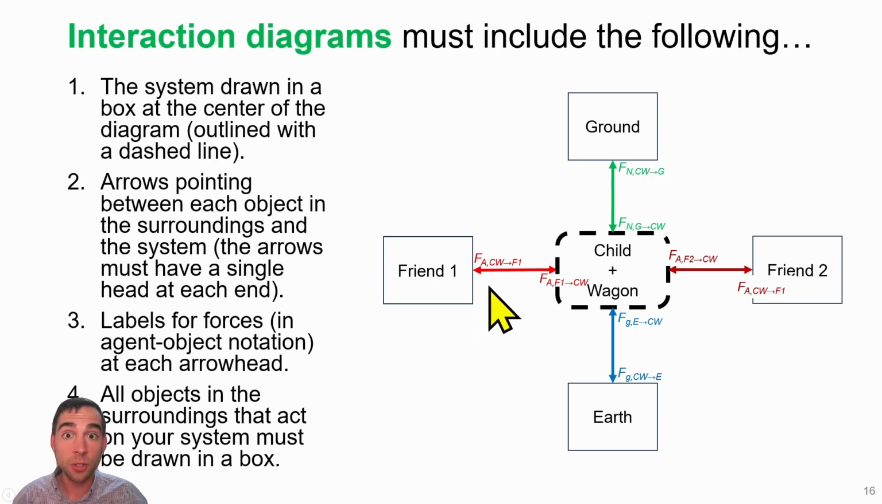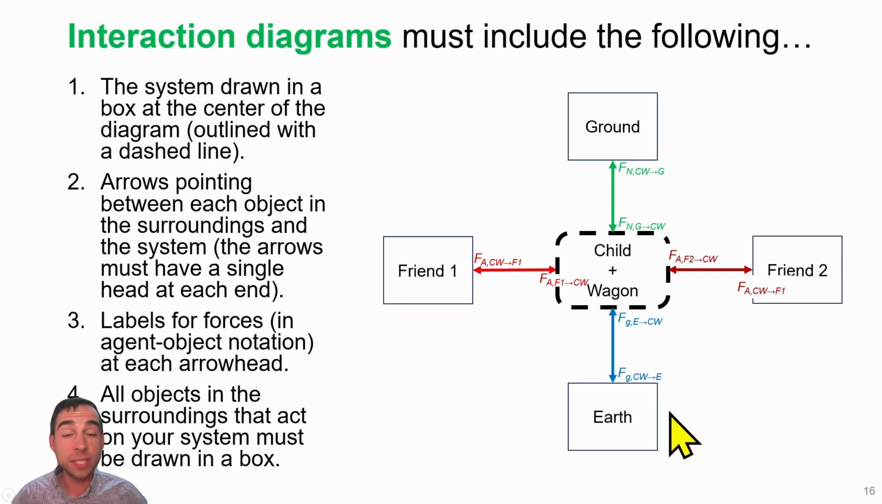The next step is to draw arrows between the surroundings and the system. And these arrows need to have a head on each end, indicating that for every action force exerted on the system, the system also exerts a reaction force that is equal and opposite onto the surroundings. These arrows represent the different forces that are acting between these objects. The last step is labeling each end of the arrow with the specific force that is acting in agent-object notation so that we know which agent is acting on which object.